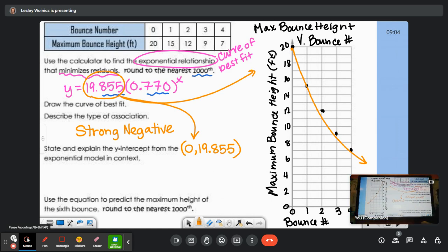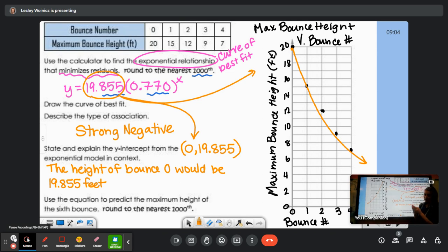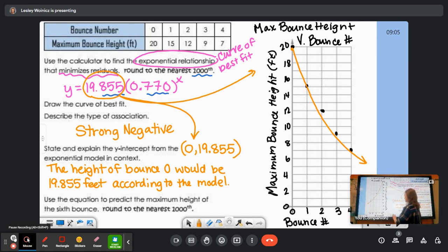We're explaining the y-intercept from the model. Okay. So basically what this means in context is the height of bounce 0 would be 19.855 feet. We know it's not actually 19.855 feet, but that's what it would be according to the model, so we have to say that. According to the model. Now in this unit, we're going to get some really weird predictions according to our models. So if you want to add that the prediction doesn't make sense, that's fine.